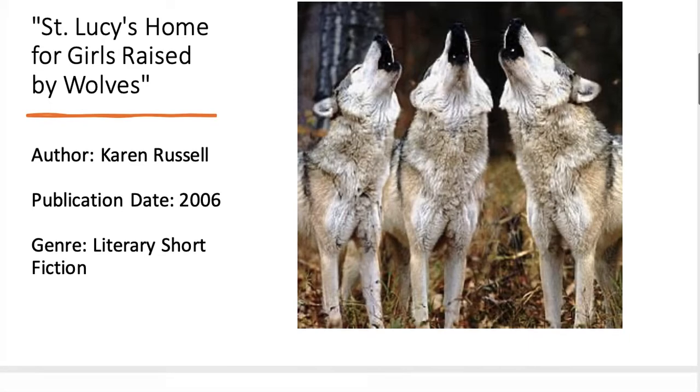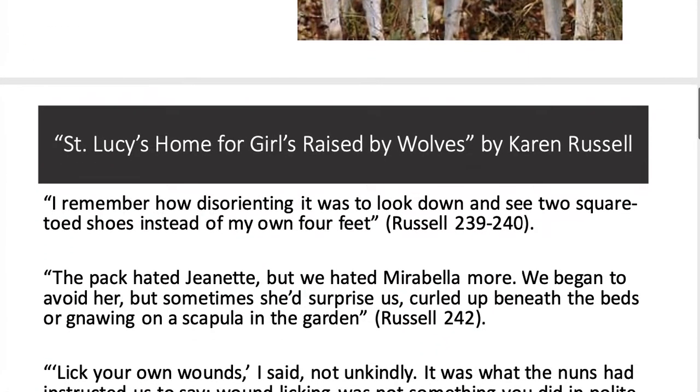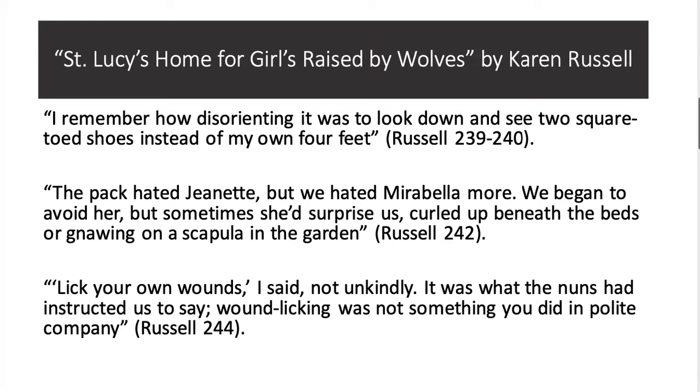So let's take a look at some examples from the story to try to figure out what the story is about. Not just what happens, but what does it mean? That's kind of an important part of literary analysis. A literary analysis paper wouldn't just say, here's what happened in the story. It would focus on what does it mean? What do those moments in the story mean?